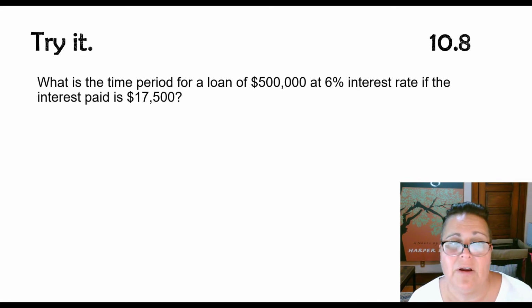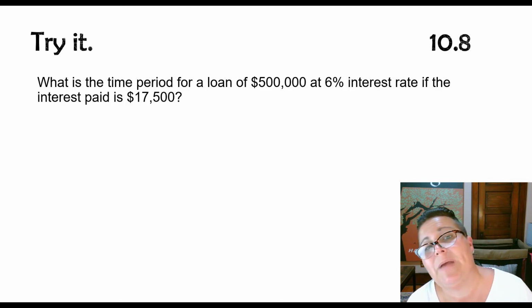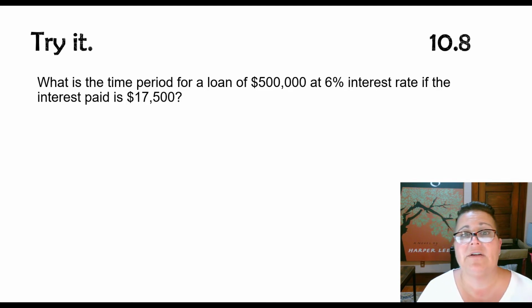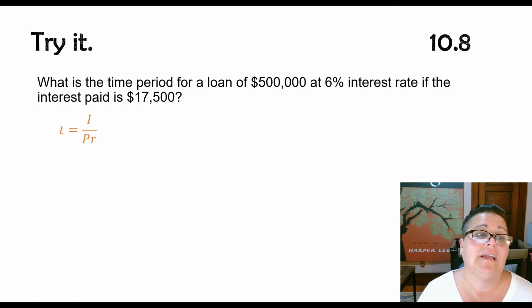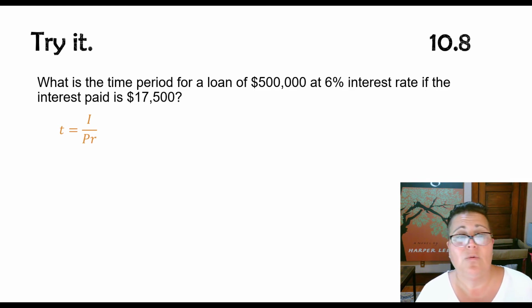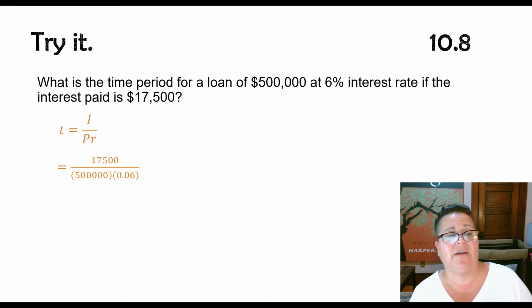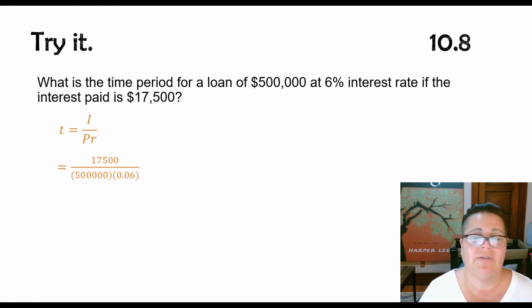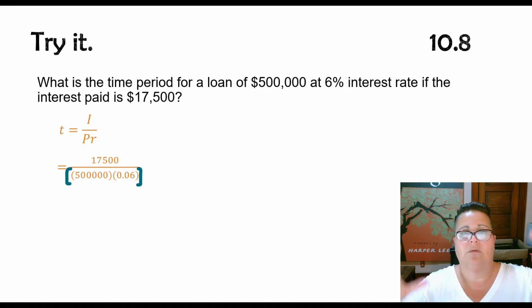What is the time period for a loan of $500,000 at 6% interest rate if the interest paid is $17,500? We know time is interest over principal times rate. We know our interest is $17,500. We know our principal is $500,000. We know our rate is 6%. As a decimal, that's 0.06. So we're going to do 17,500 divided by 500,000 times 0.06. That gives us, oh, watch those parentheses.